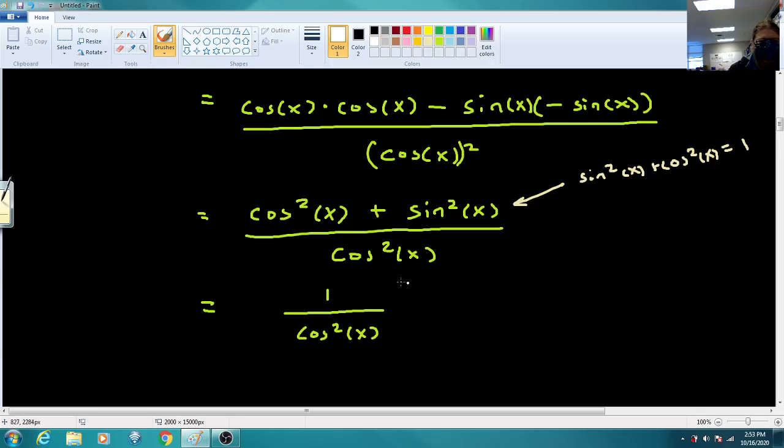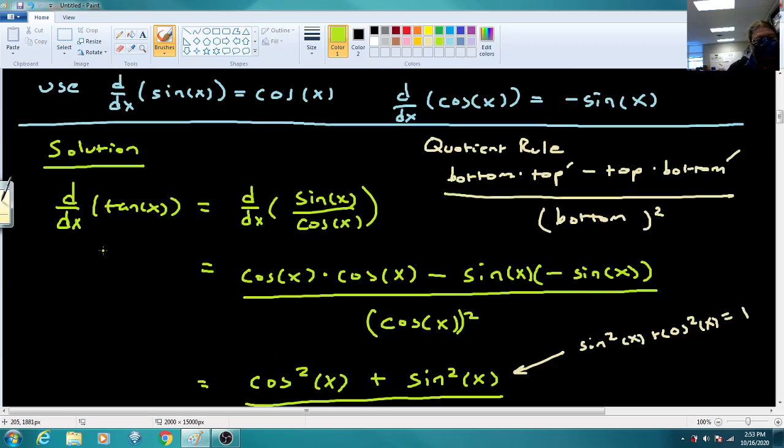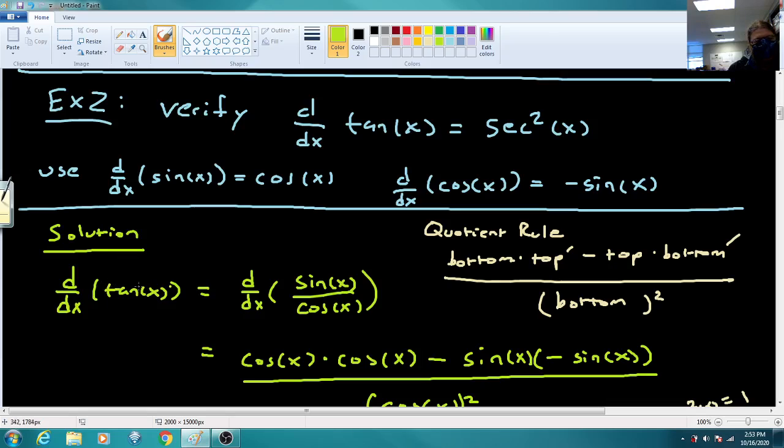You want to remember, again, from pre-cal, secant of x is 1 over cosine. So if we have 1 over cosine squared, 1 over cosine squared should equal secant squared of x. And at this point, we verified what we wanted. We started with taking the derivative of tangent, and we worked our way down to show that we got secant squared.